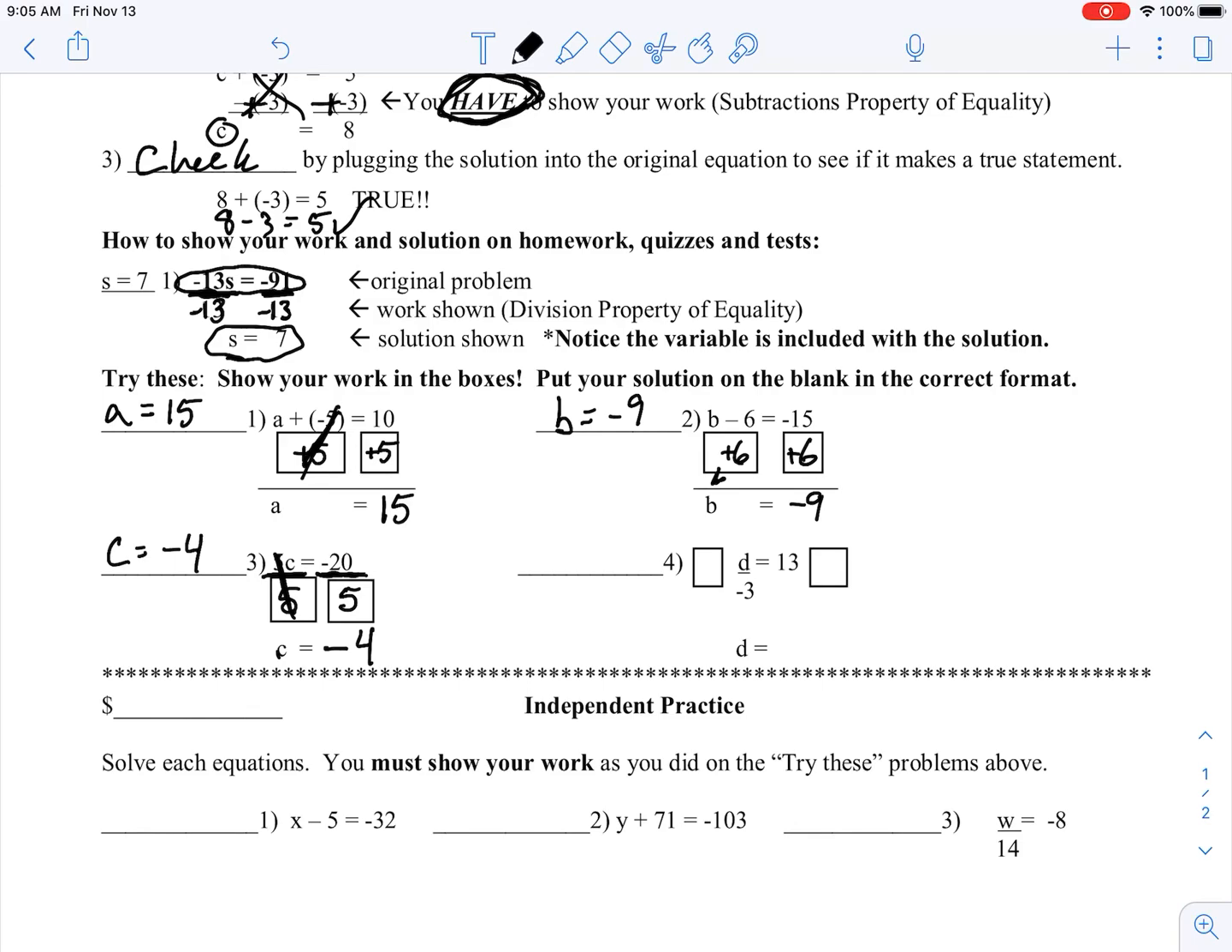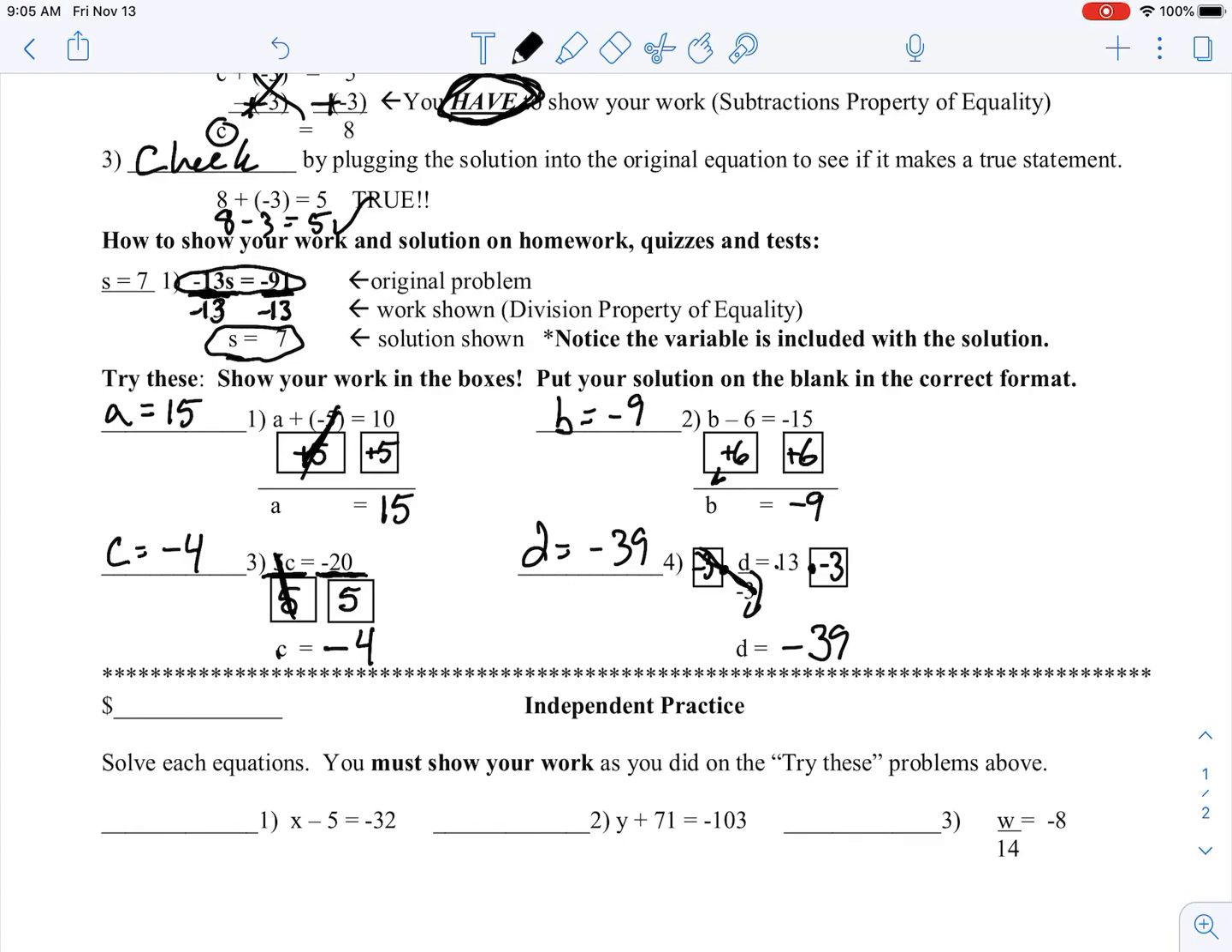And finally here we have d being divided by negative 3 in order to get us 13. So we want to think, what is the opposite of dividing? Well, that's multiplying. So we are going to multiply this side by negative 3 in order to get d all by itself. And we also have to multiply this side by negative 3. So 13 times negative 3 is going to get us negative 39. So d is equal to negative 39.